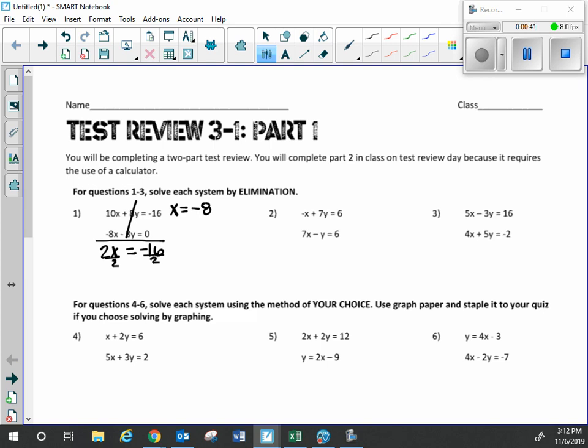And then when you plug negative 8 in, so negative 8 times negative 8 minus 8y equals 0. So 64 minus 8y equals 0. So 64 equals 8y divided by 8. Y equals 8. So your solution is negative 8, 8.